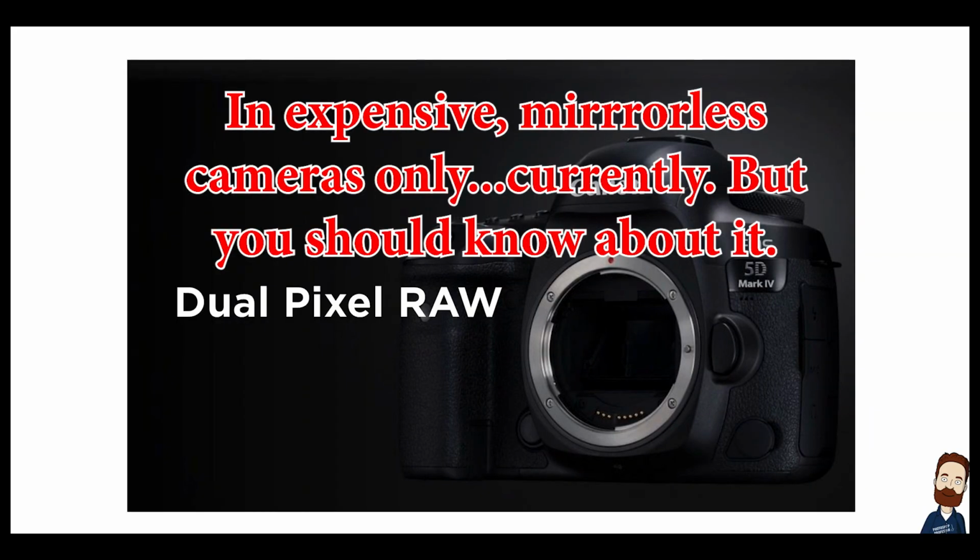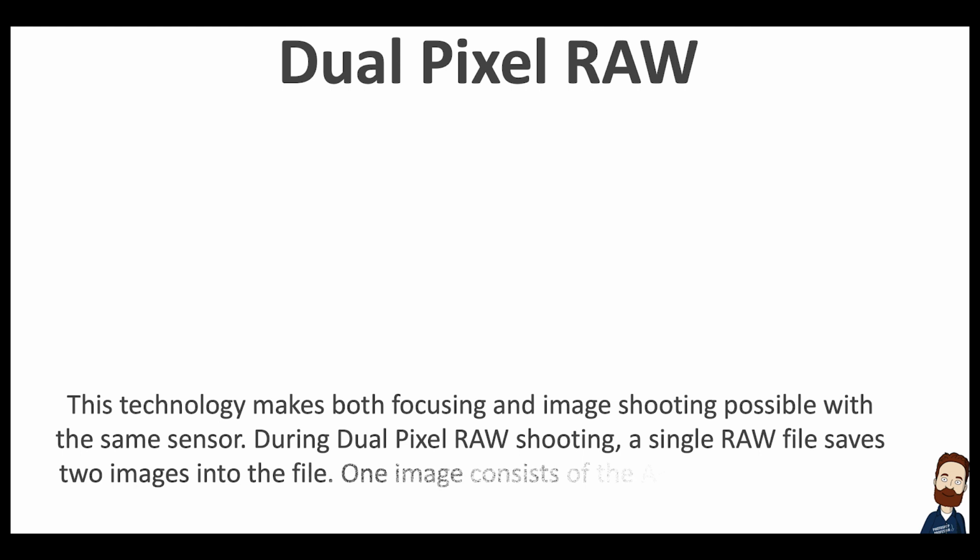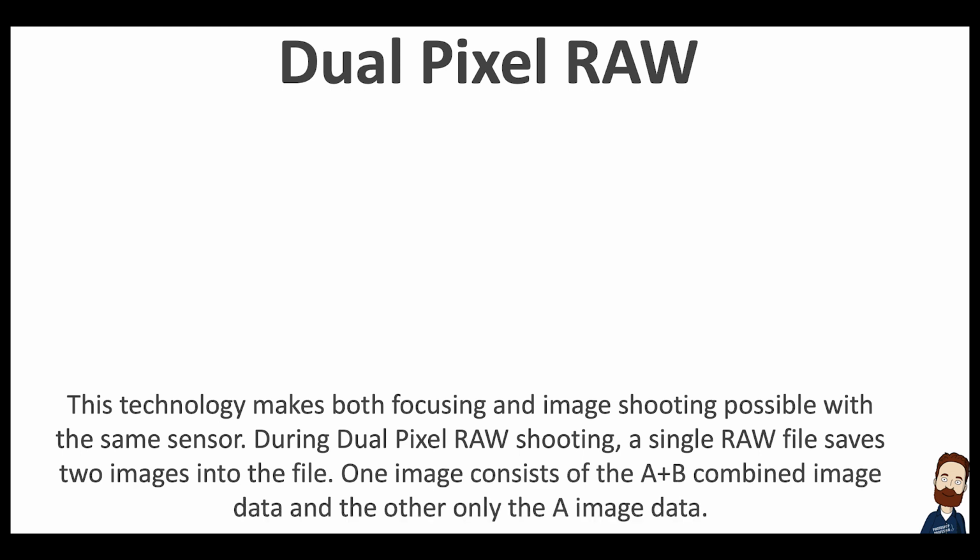Now, I wanted to talk just super briefly about this newest thing that's come out, the dual pixel RAW. And what does it mean? Well, this technology makes both focusing and image shooting possible with the same sensor.